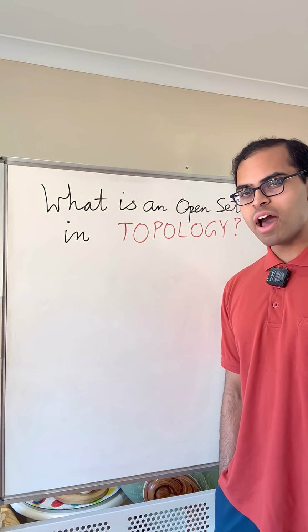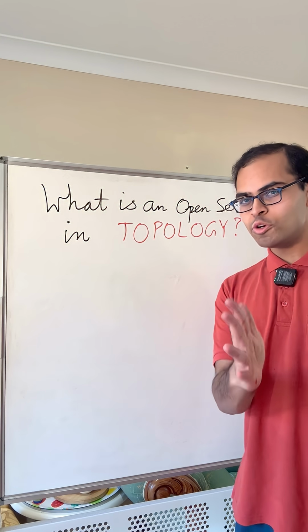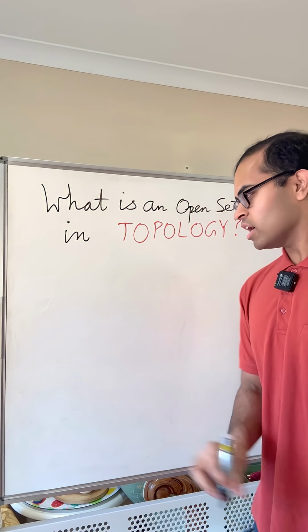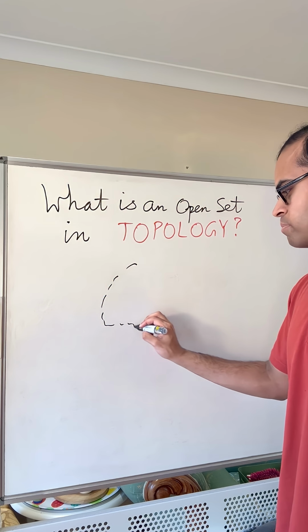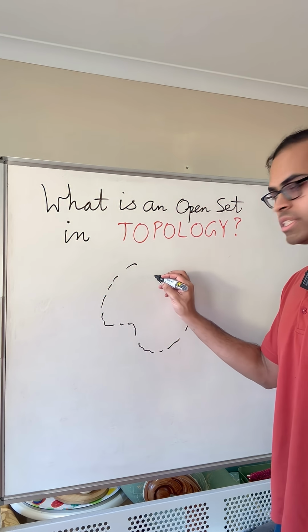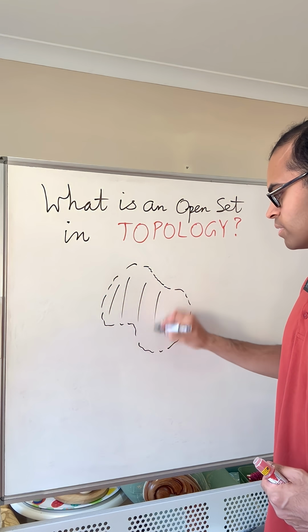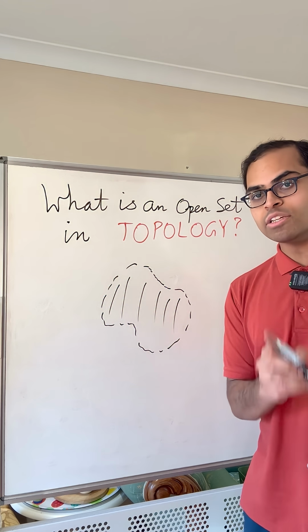Topology. Sounds advanced? It's not. I'm going to make it super easy for everyone. So what is an open set? That's the concept for today. An open set, I'm going to give you an example. It's like this blob in the plane which does not include its boundary, hence the dashed lines. Everything inside the blob we're going to consider that is an open set.